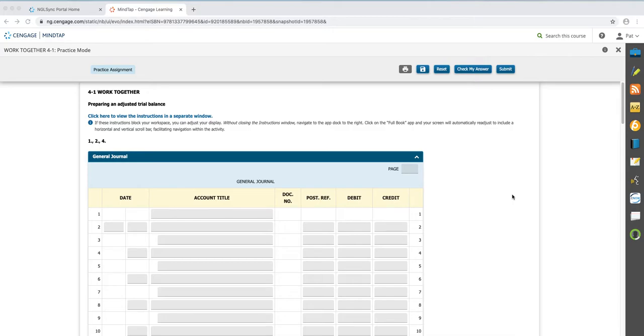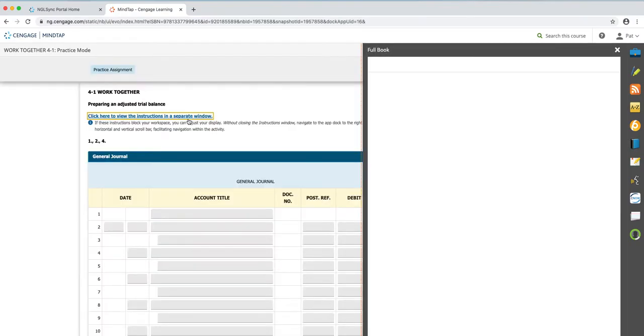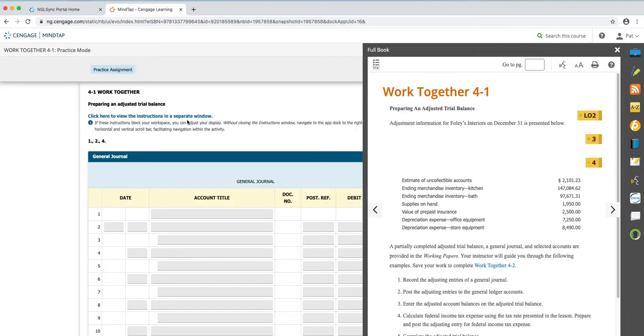This is the 401 work together. As you see in your instructions, it'll tell you to take these numbers that they give you, and we're going to use these to help us make our adjusting entries. You have a partially completed trial balance, so we'll have to put these numbers into the trial balance, make some adjustments, and finish the trial balance.